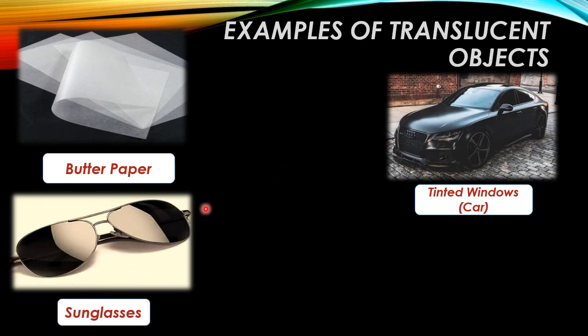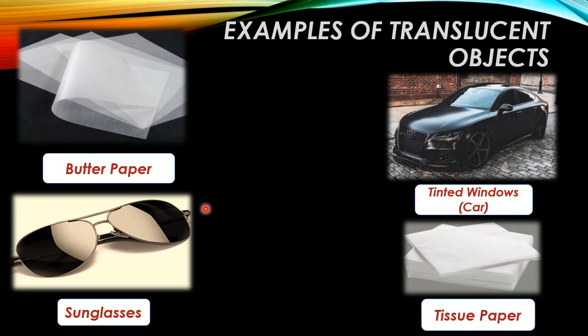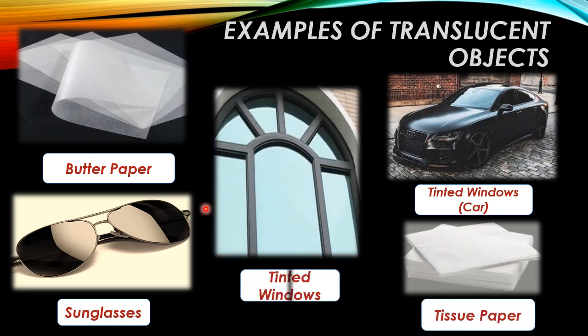Next is sunglasses, tissue paper, tinted windows. These are the tinted windows that you have mostly seen in your schools or house. In this, you can see the person who is outside, but the outside person cannot see you inside. These all are the examples of translucent objects. So I hope you understood the concept of types of object.